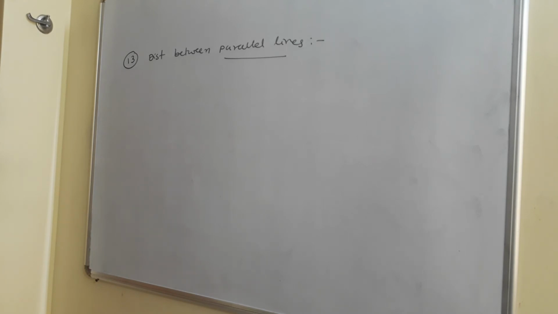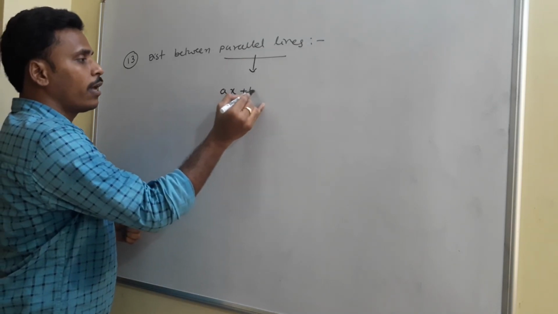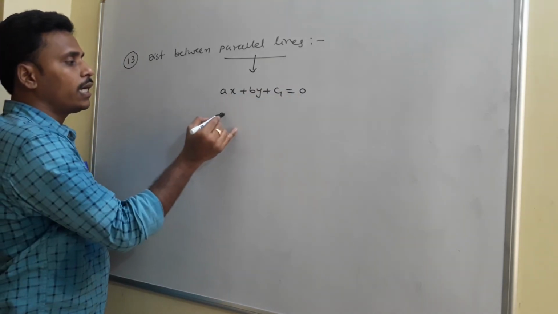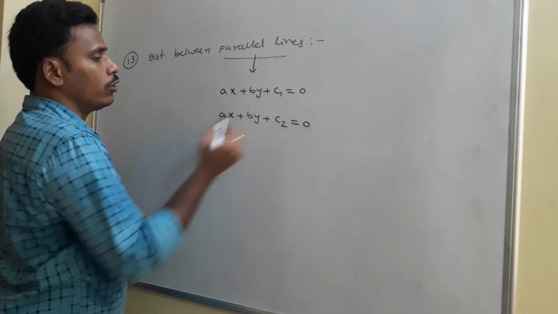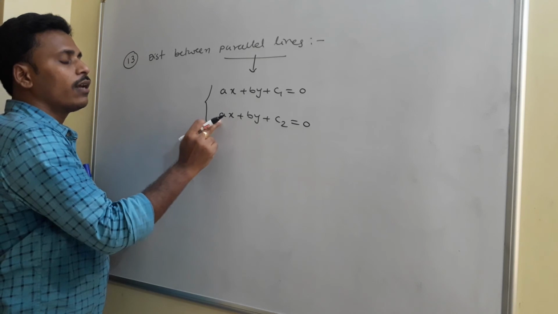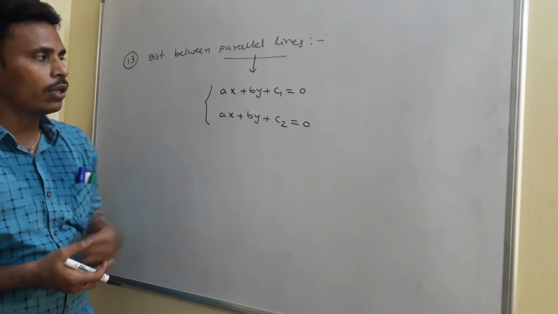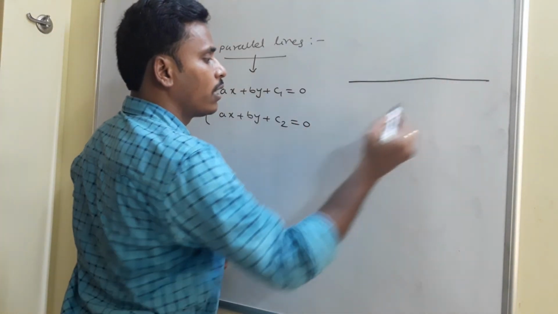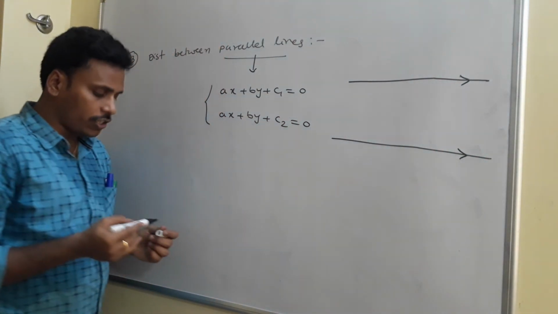Distance between parallel lines. For that, initially what we need is two parallel lines, right? So suppose one line is ax plus by plus c1 is equals to 0, then automatically the other line is ax plus by plus c2 is equals to 0. Already we told you that for parallel lines the slopes are equal, in the sense x coefficient and y coefficient are equal, so these two are parallel. And we are going to find the distance between these two parallel lines. This is one line and this is one line. These two are parallel and we are going to find the distance.